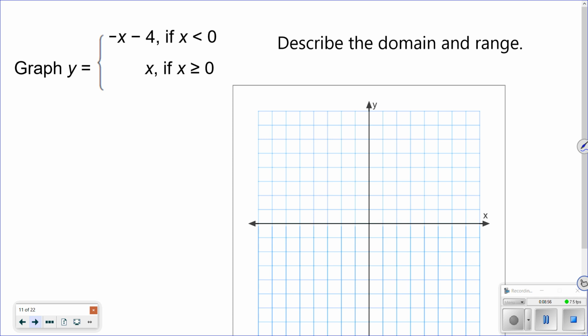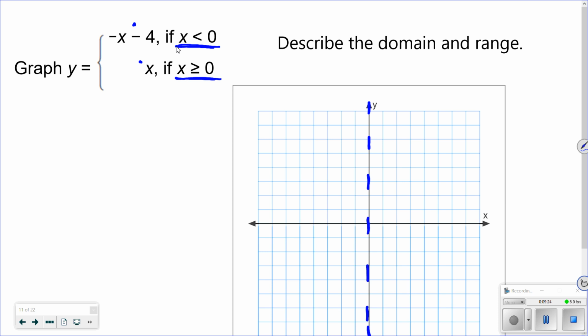So you want to graph y equals -x minus 4 if x is less than 0, and y equals x if x is greater than or equal to 0. Okay, so when we go to graph it, we always start by drawing our boundary. This one changes. When x is less than 0, I graph this equation. When x is greater than 0, I graph this equation. But the most important thing first is that my boundary is at 0. So go right down the y-axis when x is 0 and draw our boundary down there.